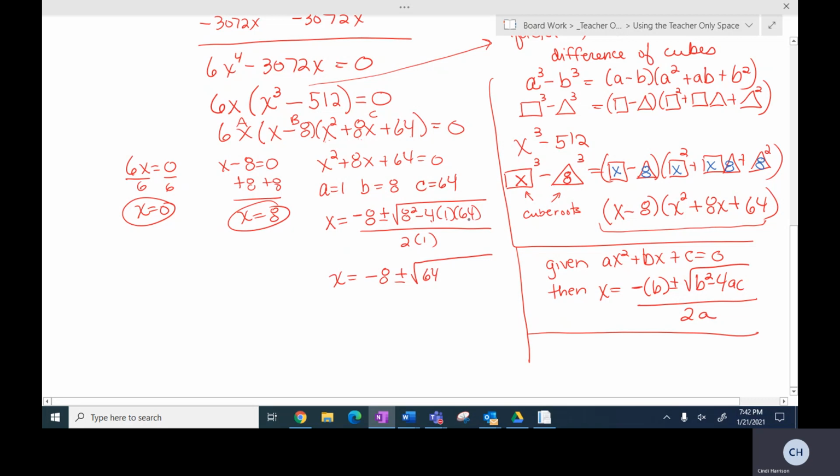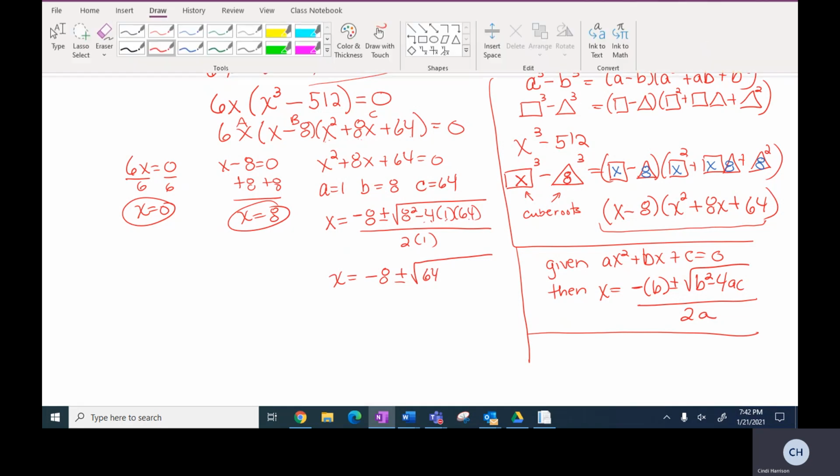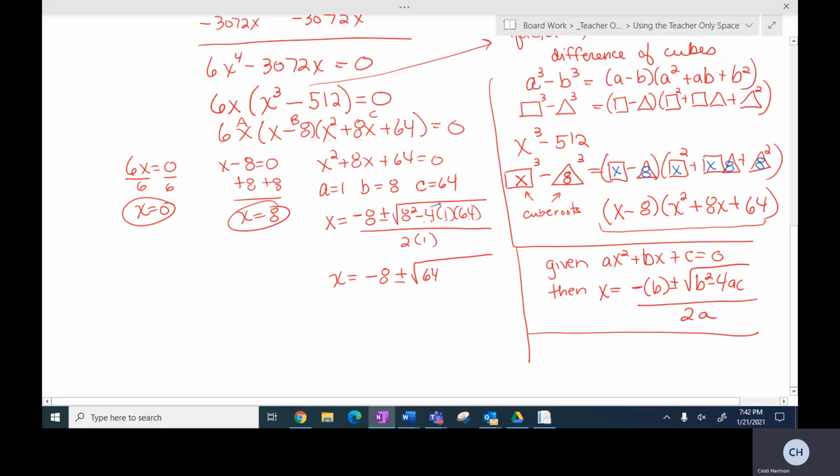Now here's where people tend to make a mistake. You can't multiply three numbers together at once. So what we need to do is say negative 4 times 1 is negative 4, and negative 4 times 64, that gives us negative 192. So that's what we're going to write down under our brackets here. And all that is divided by 2 times 1, which is 2.